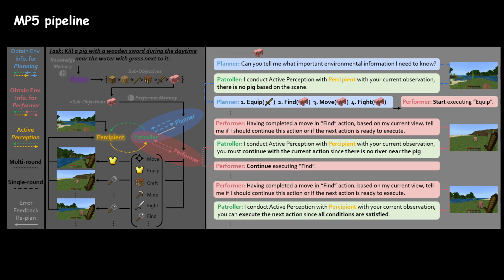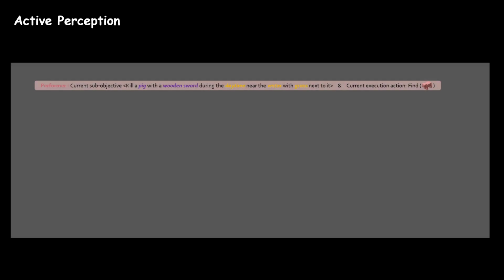The performer asks the patroller if it can perform the next action, but since there is no river next to the pig in the current environment, the performer needs to continue the find action. After a multi-step search, the agent finally finds a scenario that meets all the criteria, so the performer is told it can perform the next action. As we know, both perception-aware planning and execution rely on the active perception between the percipient and the patroller. So let me show you the process of active perception scheme.